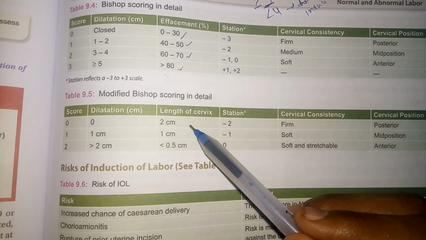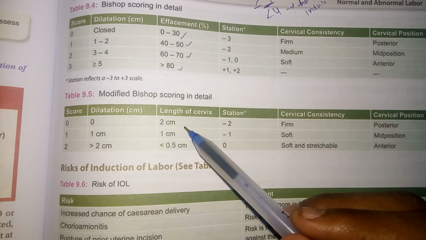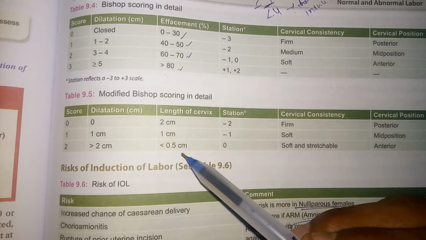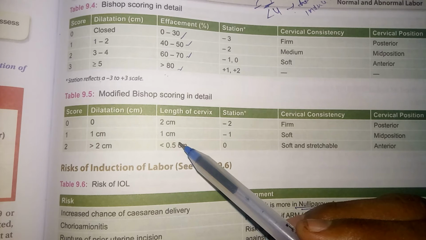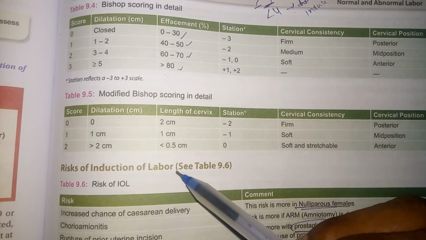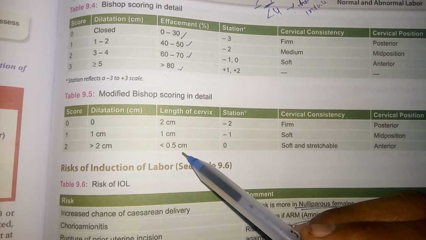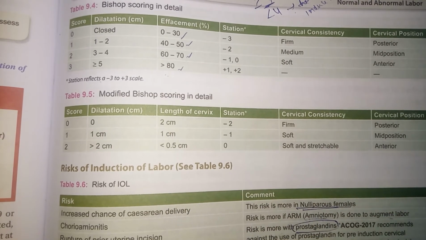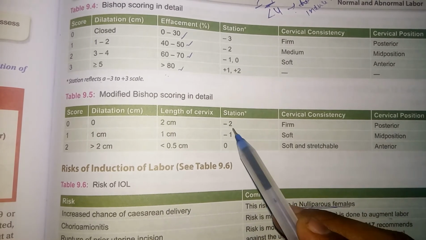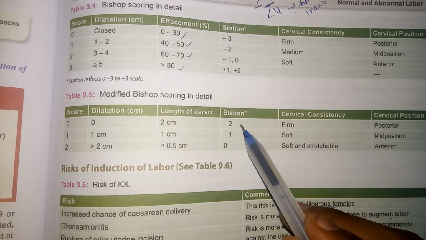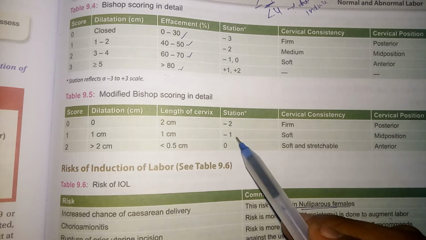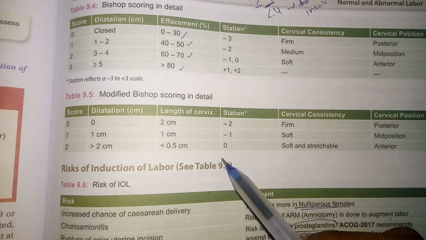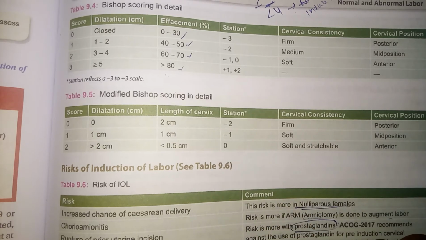Length of cervix, when the length of cervix is 2 centimeter, the score is 0. When the length of cervix is 1 centimeter, the score is 1. When the length of cervix is less than 0.5, the score is 2. Right? Station, the score is 0 when the station is -2. The score is 1 when the station is -1. The score is 2 when the station is 0.